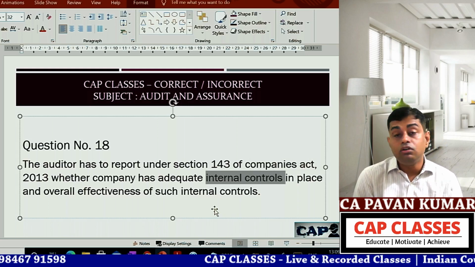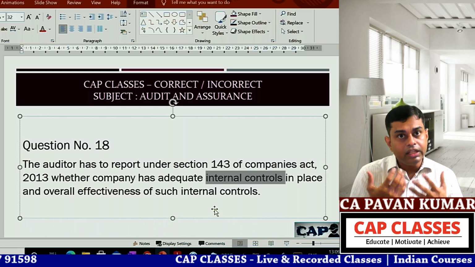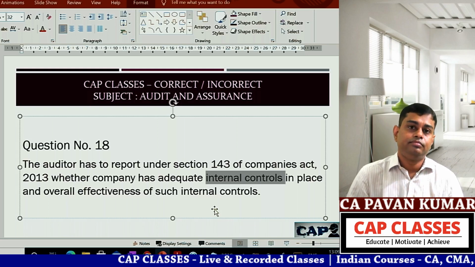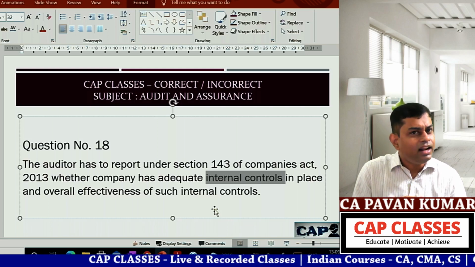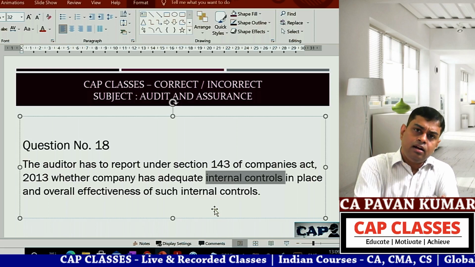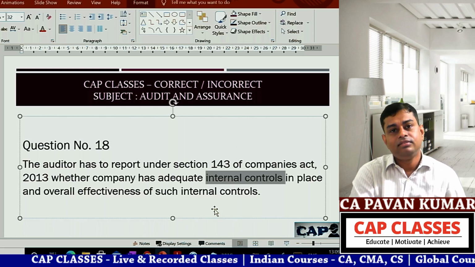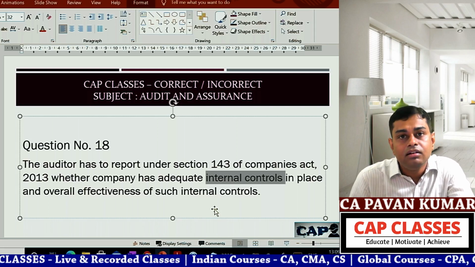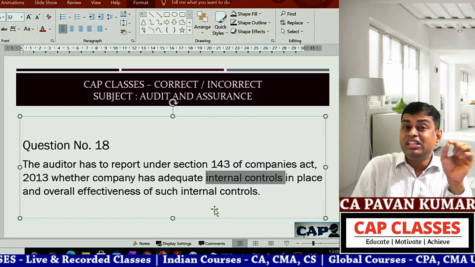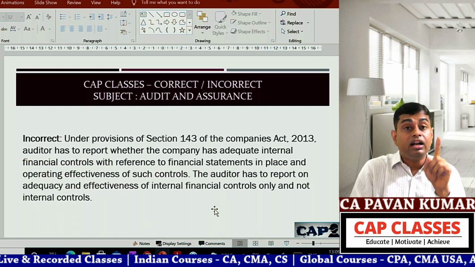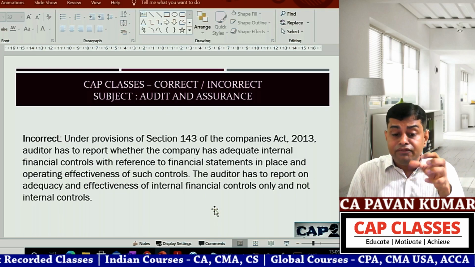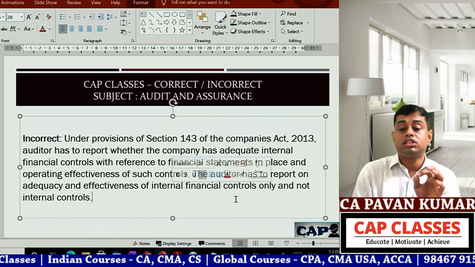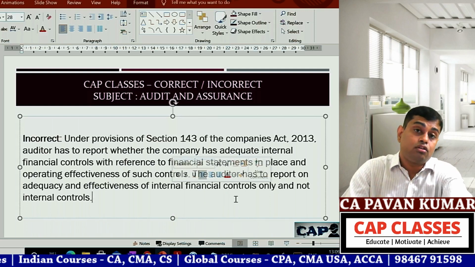Now Chintu will get a doubt. There are two different things, internal financial control and internal control. Now another Chintu will get it. Sir, this internal control is that only, no? We studied it in foundation economics. Correct, beta, correct. But it is different in audit. So what is the answer? The given statement is incorrect because the auditor has to comment on the adequacy and effectiveness of internal financial controls and not internal controls.